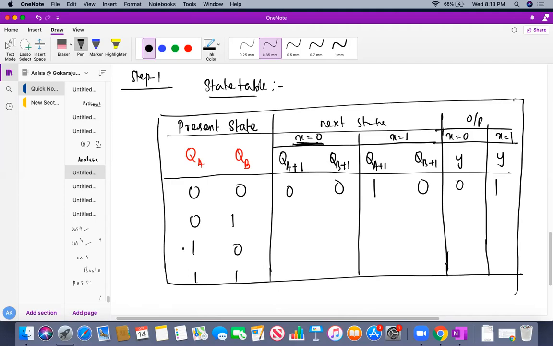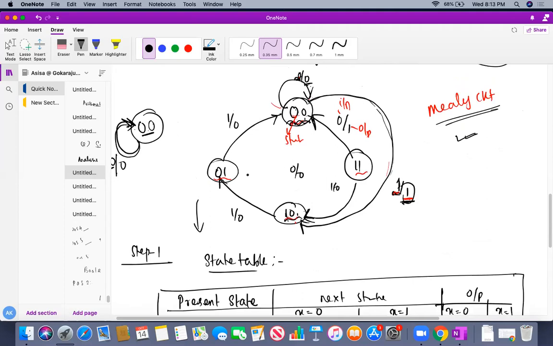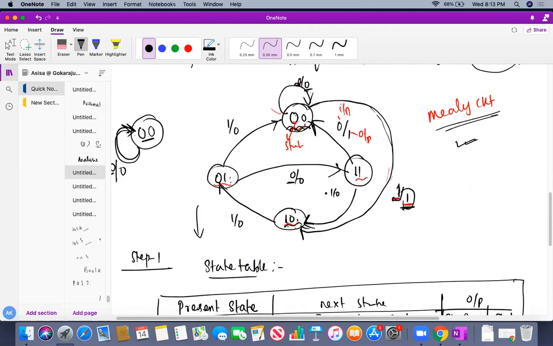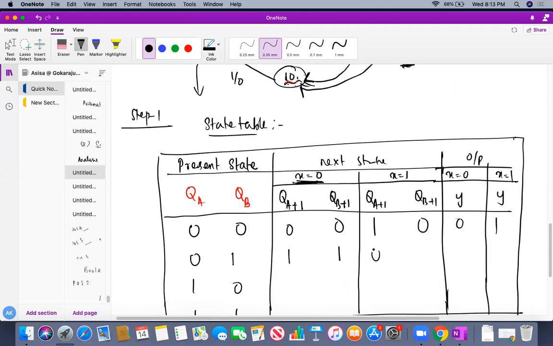This is the way you need to write down from the state diagram to the state table. Next state: now I am at which state? I am at the 0 1 state. Here is my present state. If my input is 0, I am going to the next state 1 1. Am I correct? Now at x equal to 1, where am I going? I am going to 0 0 as my next state.